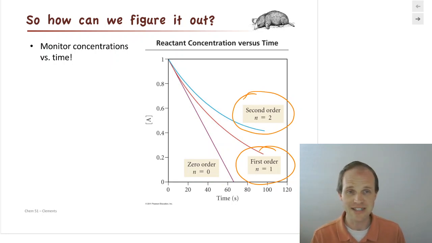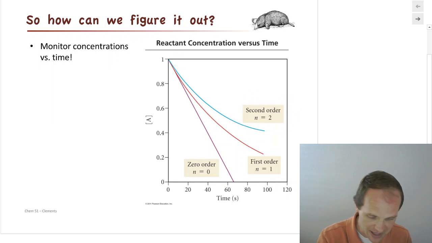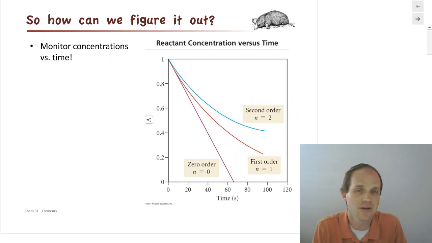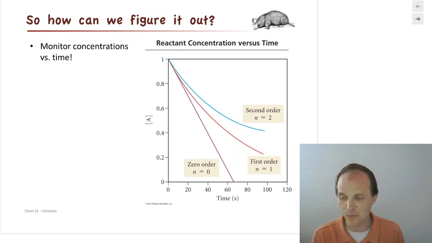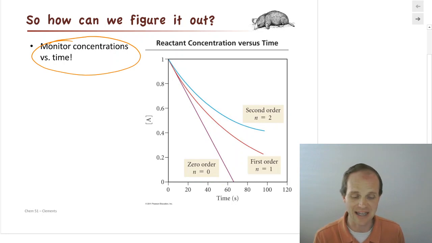But if you have no idea and you only have one set of data, how are you going to do that? How are you going to know if you just have this red line or the orange line in the middle there? How are you going to know that that's a first order curve versus a second order curve? So we've got to figure out a different way of doing it. And like I said, one of the ways is called the initial rate method. We're still going to monitor concentrations versus time. We're still going to get that data, but then we're going to do something special with it.